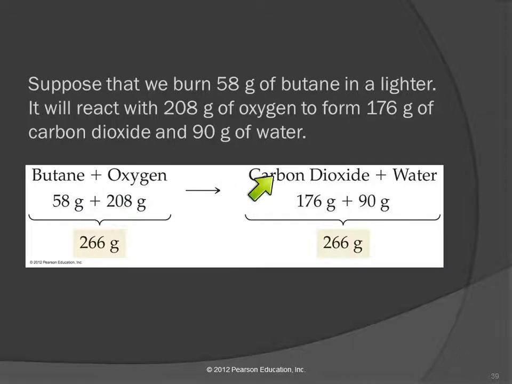They produce carbon dioxide and water. They will make 176 grams of carbon dioxide and 90 grams of water, because I said so at this point. If we add those things together, we'll get 266 grams. This is a chemical change. The butane has been destroyed. The oxygen has been destroyed. We have formed two new substances, but the mass of them is the same.